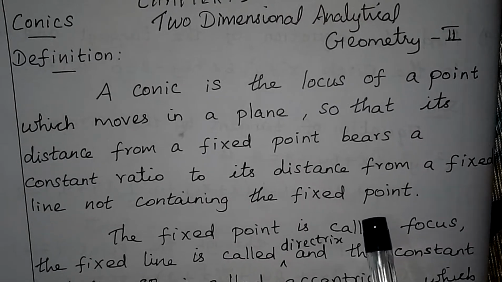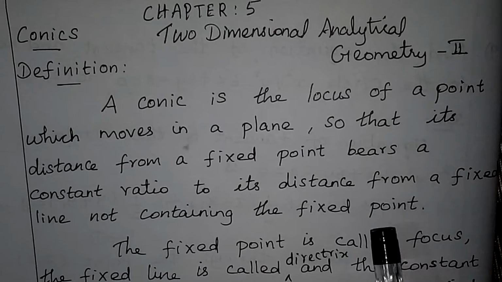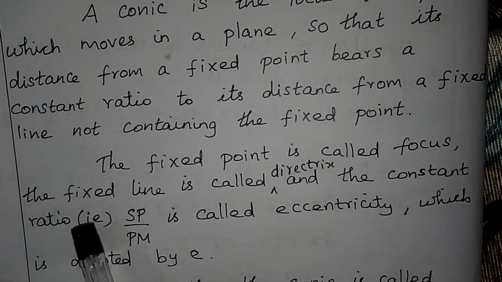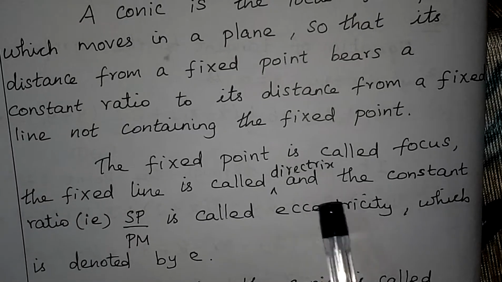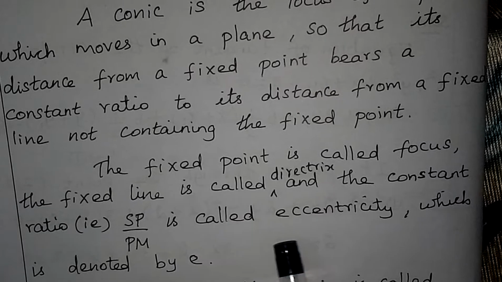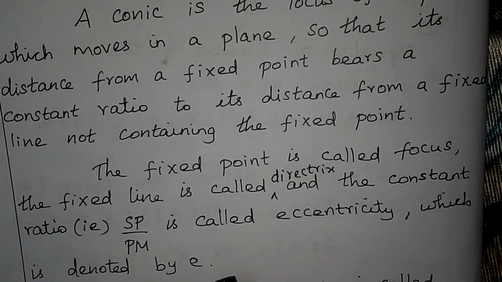So here we have a fixed point, a fixed line and a moving point. The fixed point is called the focus. The fixed line is called the directrix, and the constant ratio SP by PM is called eccentricity, which is denoted by E. Here we will be using some new terms.